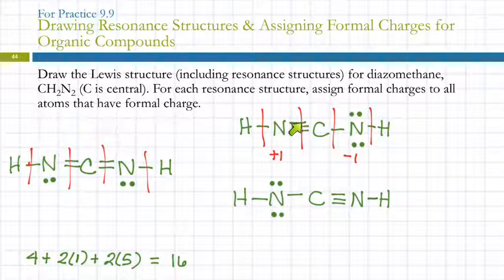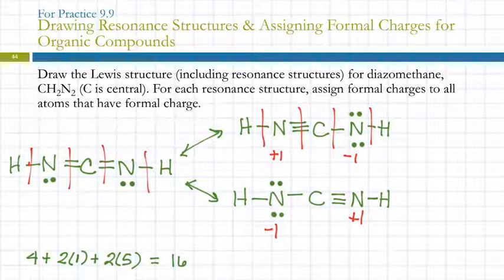This one, we don't really have to do all that again. This nitrogen with the triple bond and the single bond is in the same situation as that. It's going to be plus 1. This nitrogen and that nitrogen have the same situation. This will be negative 1. So these are resonance structures. So which one probably contributes the most to the resonance hybrid? The one with 0 formal charges. Any questions?